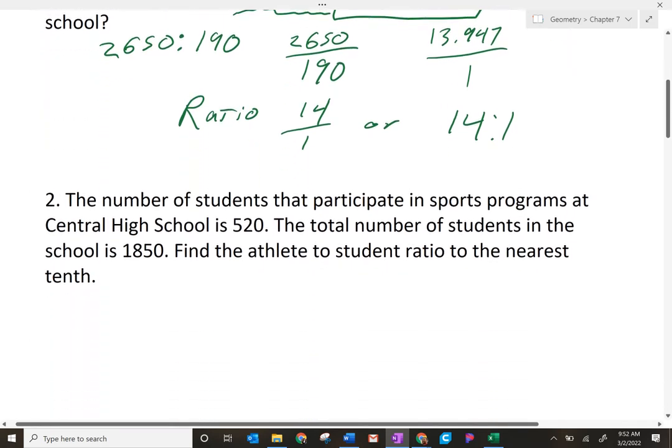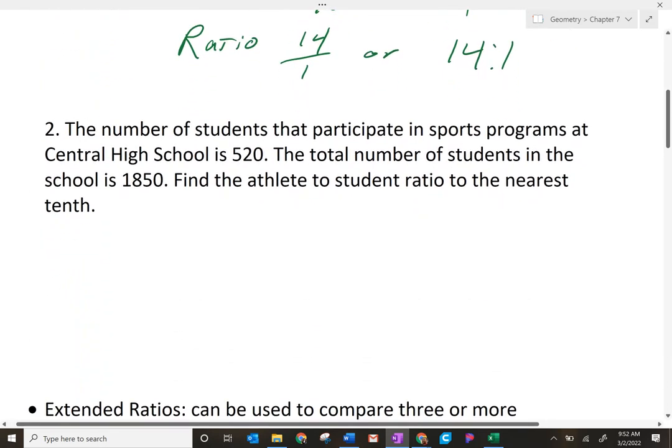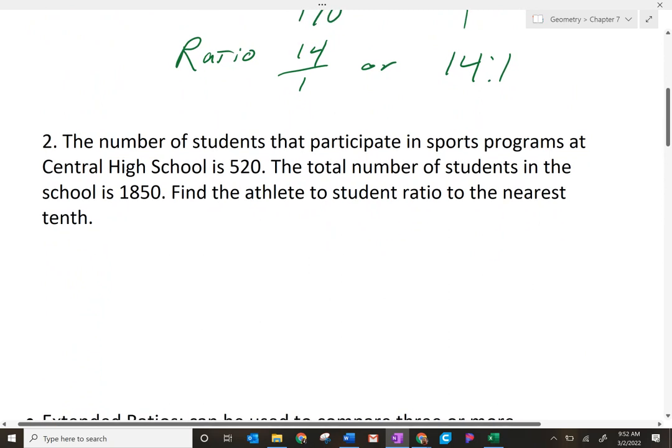On to the second example. It says the number of students that participate in a sport program at Central High School is 520. Number of students in school is 1850. And then it says find the athlete to student ratio to the nearest 10th. I'll let you write down some of that first, and then I will talk it out.